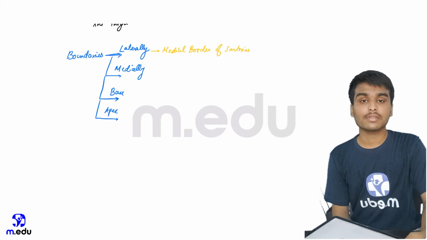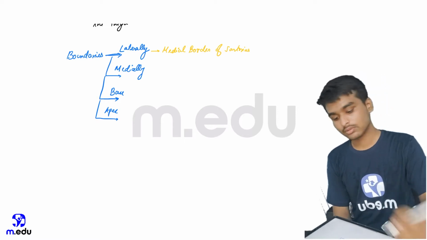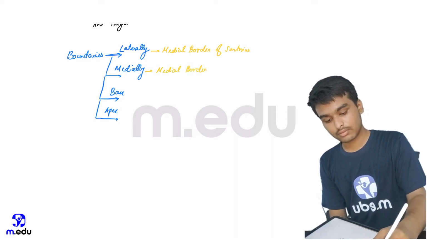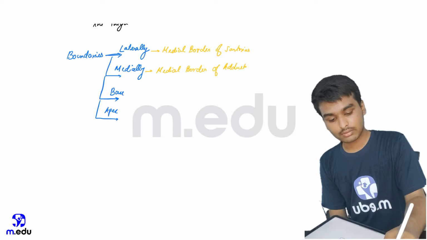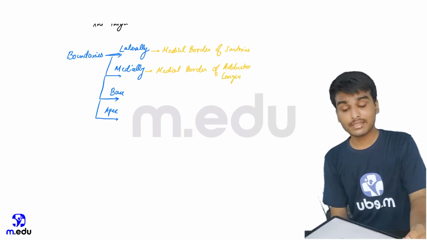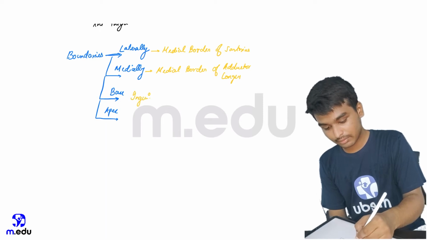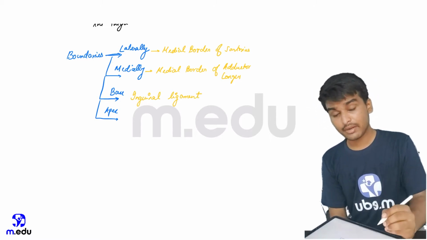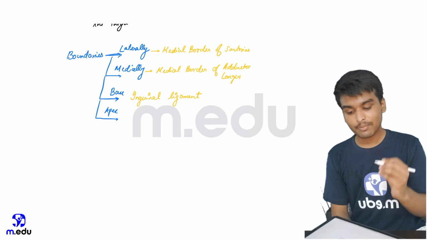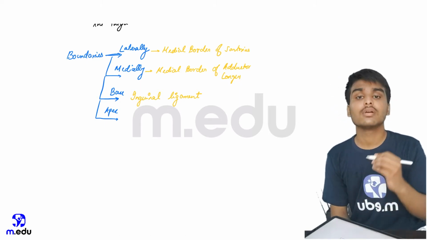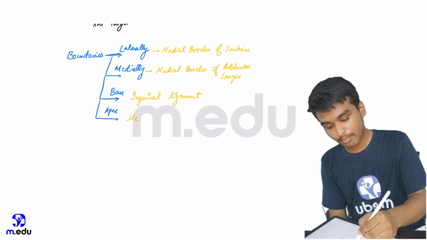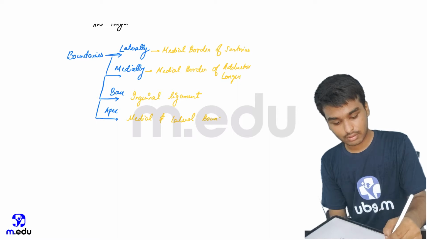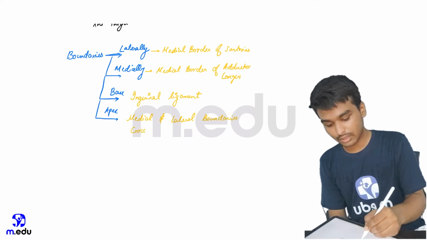Interesting fact about the sartorius muscle, it is the longest muscle in the human body. Medially, it is formed by medial border of adductor longus muscle. Its base is made by the inguinal ligament. And apex is made where the medial and the lateral boundaries, that means the medial border of sartorius and the medial border of adductor longus, cross each other.